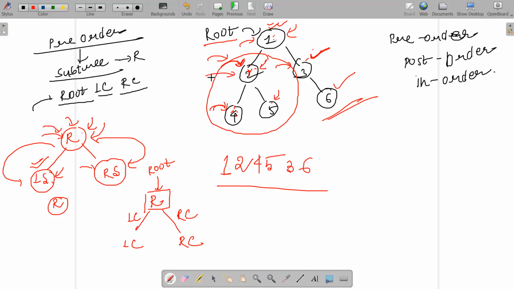Is it starting from the left child of 1? Similarly, the right subtree is starting off from the right child of 1. Tell me that. Is it happening?